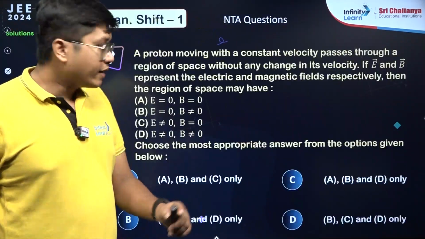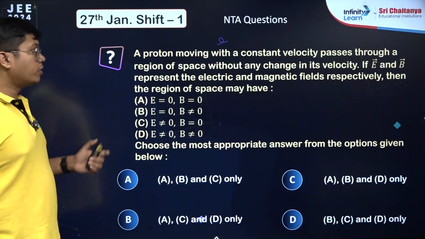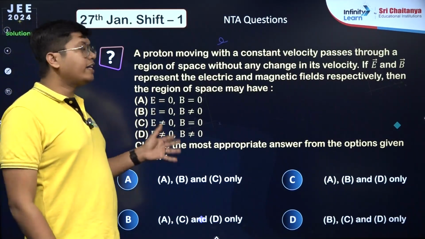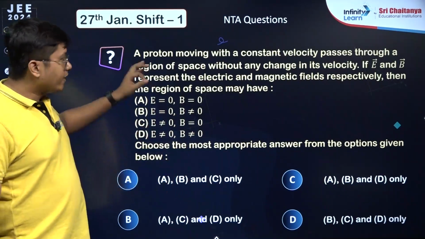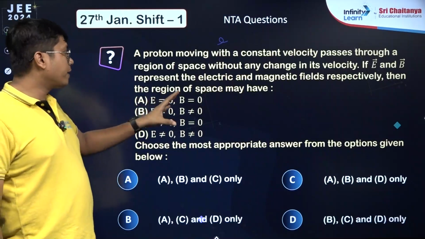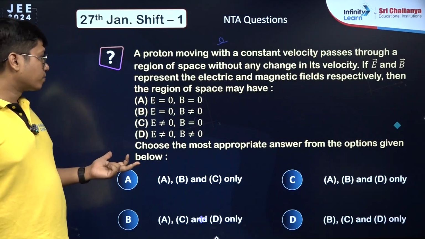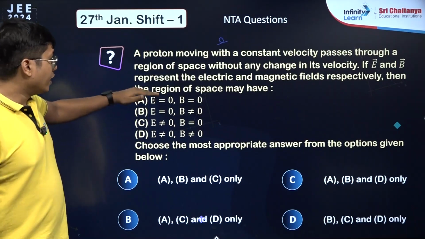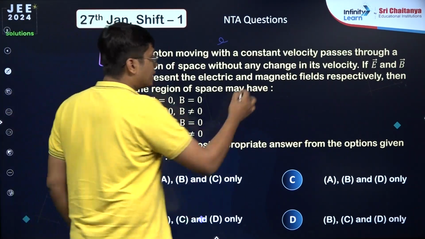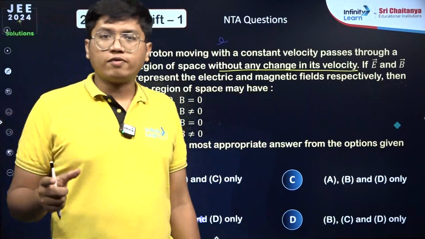Let's head to our next question. It says a proton moving with a constant velocity passes through a region of space without any change in its velocity. If electric field and magnetic field are represented here, then the region of space may have which one? Which is the most appropriate answer? So in all of these cases, it says there is no change in velocity. In which case will you have no change in velocity?